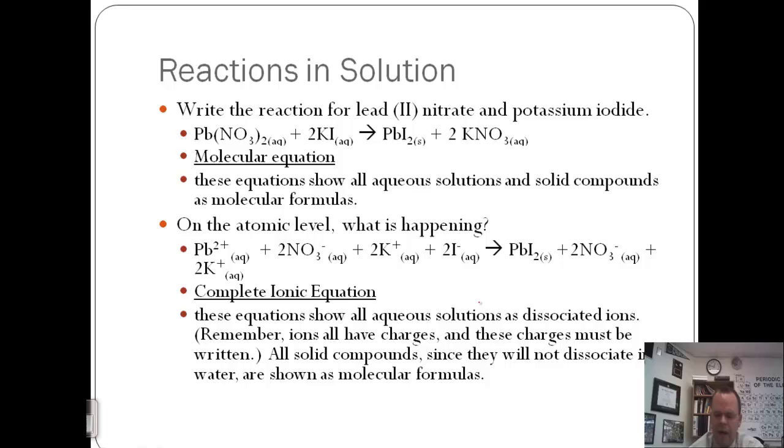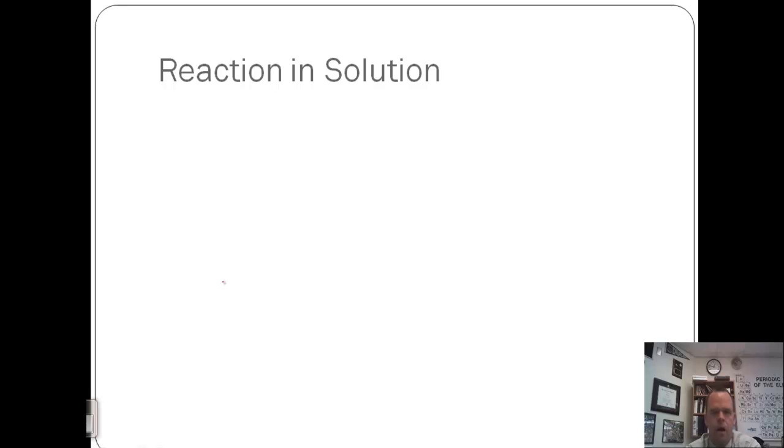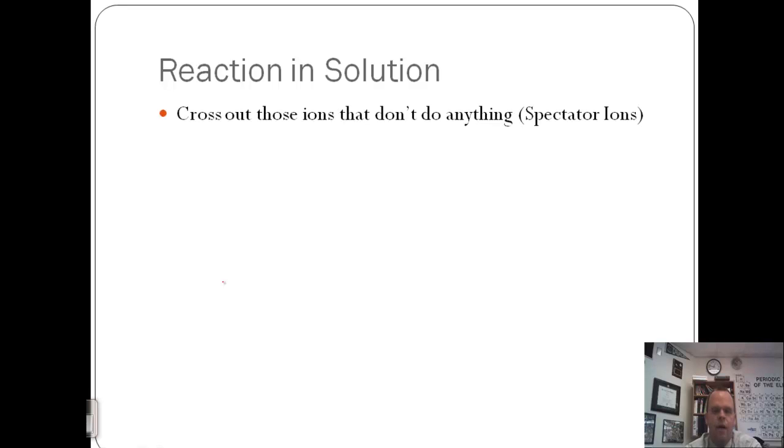But you see here that we have a couple of things. We have both potassium and nitrate exactly the same on both sides of the equation. You know from math, when we have a typical equation, if we had something the same on both sides of the equation, we would cancel it out. Well, that's really what we're doing with a net ionic equation. We cross out those ions that are not doing anything in the reaction, that are the spectator ions.